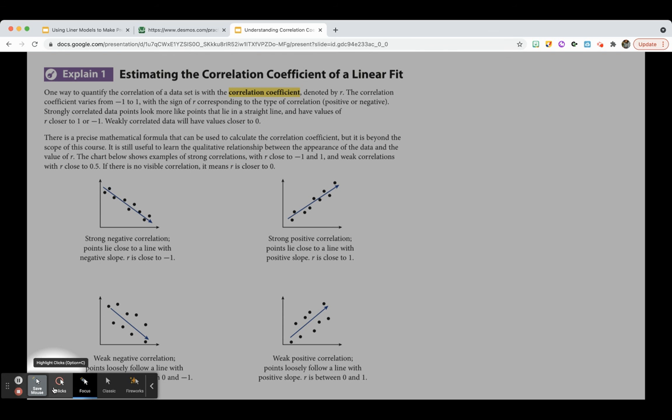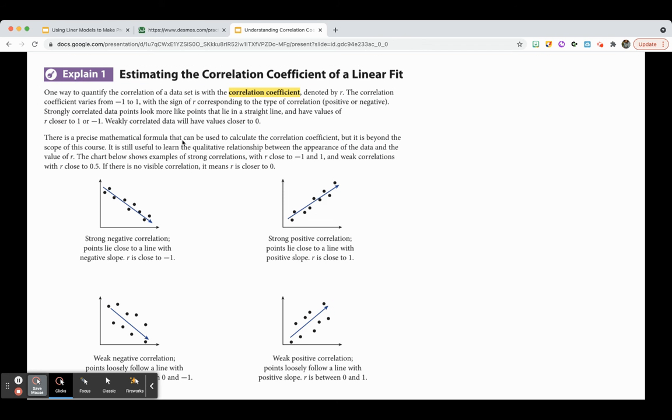There is a precise mathematical formula where you can calculate R. For the purpose of Math 1, and where you are at in your math educational career, we're just going to be using Desmos to calculate our correlation coefficient, because it's beyond the scope of this particular course. But if you want to dive further into statistics, there you will get into the formula and how it is actually calculated.